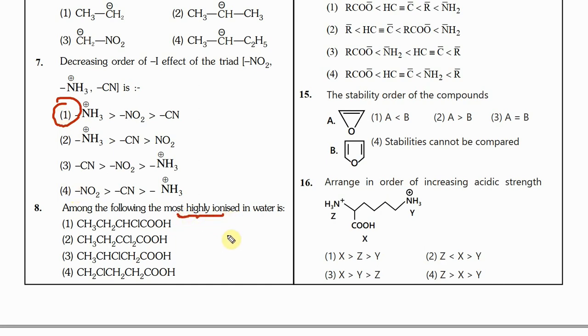Most highly ionized. This means the acid goes into water as H plus and A minus. So basically, most acidic. Acidity is proportional to the number of electronegative atoms and inversely proportional to distance. So chlorine, chlorine, this one wins. Chlorine is here, chlorine is here. So it is going to be this one. So the option is 2, because 2 chlorines is greater than 1. Chlorine is closer to the carboxyl compared to 3, greater than 4.